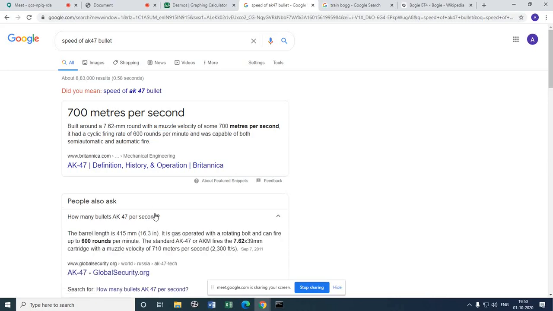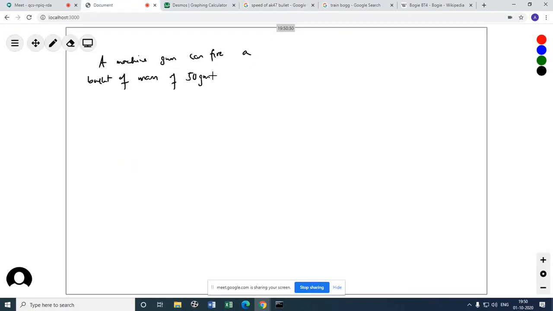So, yeah, I need to find, this will do. This is our data. A machine gun can fire a bullet of mass 50 gram at a speed of how much? 700 meter per second. Okay, 700 meter per second, right? Yes.